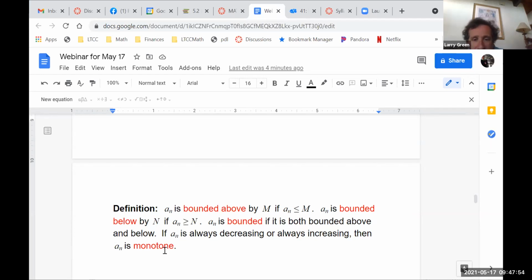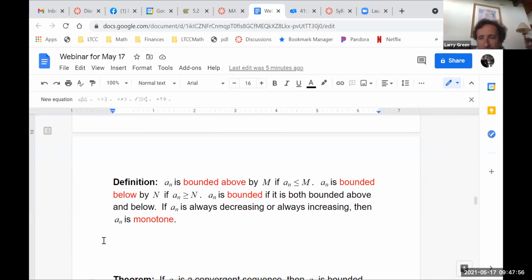Okay, the next is boundedness. And you've seen these words before, but now we can talk about it for sequences. So a sub n is bounded above by m if a sub n is always less than m. So that means that you can draw a line so that all the points stay below that line.